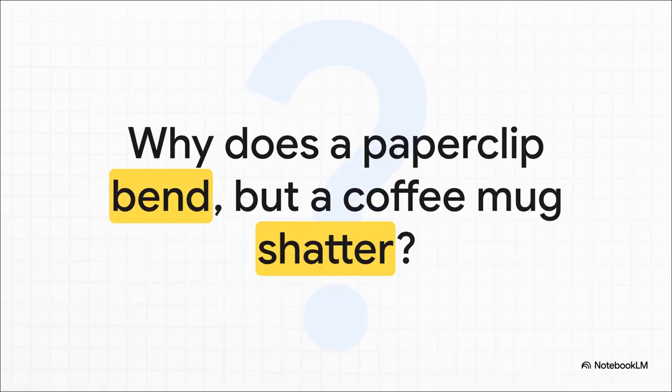It all kicks off with a super simple question, one you've probably experienced yourself. Why is it that you can bend a paperclip back and forth, no problem, but the second you drop a coffee mug, it shatters into a million pieces? They're both solid objects, right? So what gives? Well, the answer is all about how they handle force.